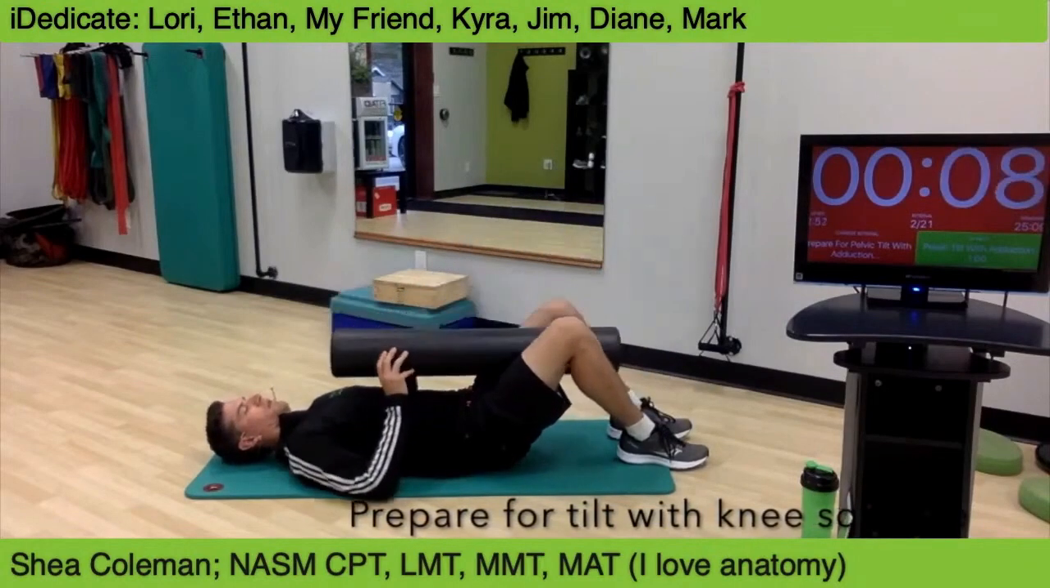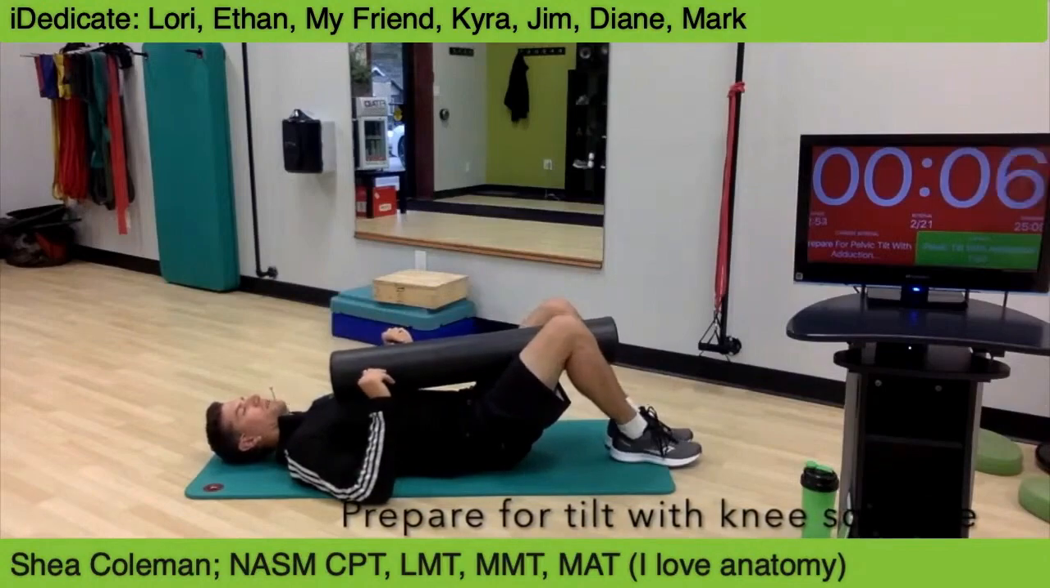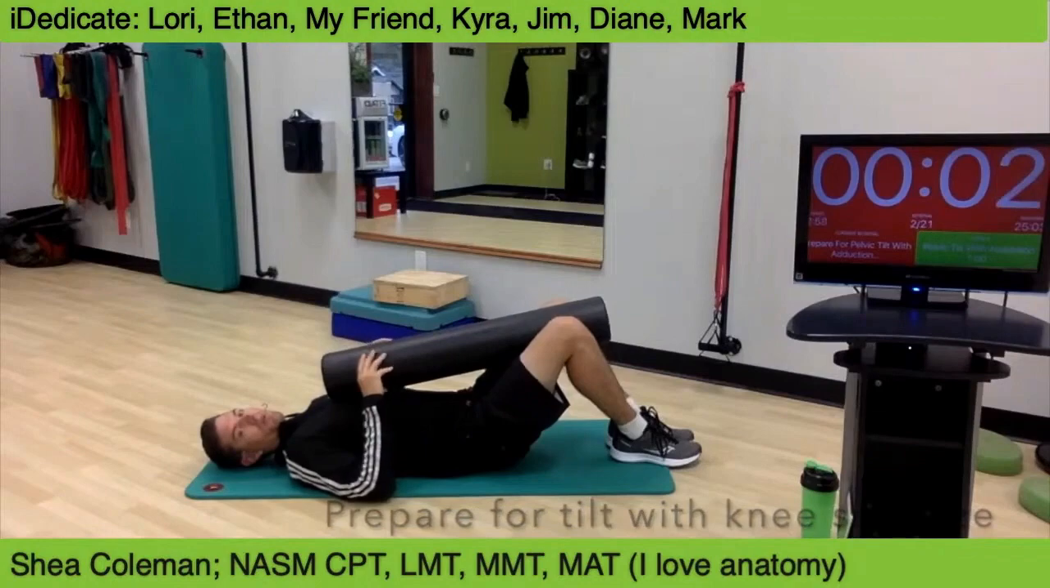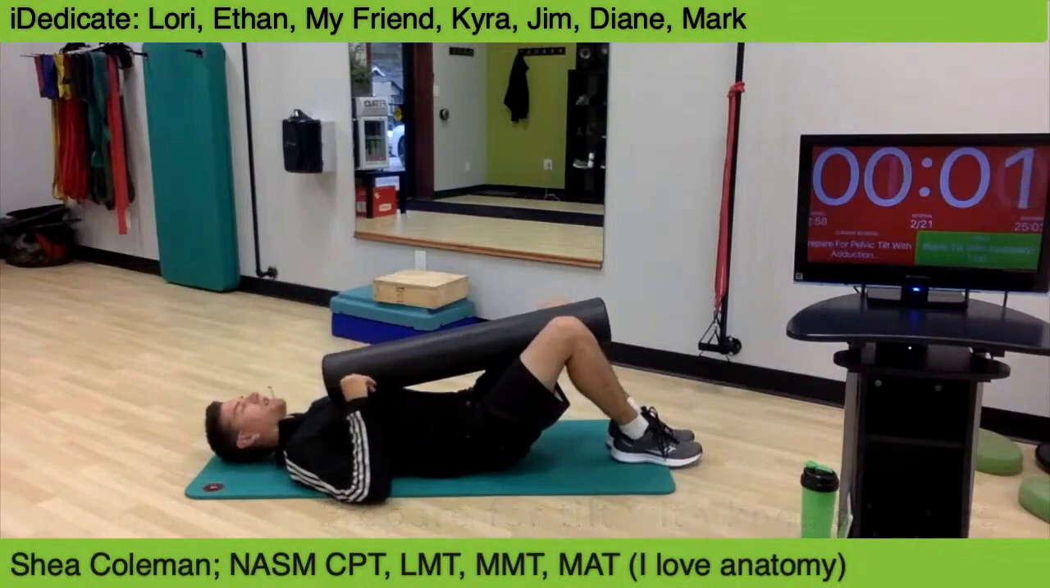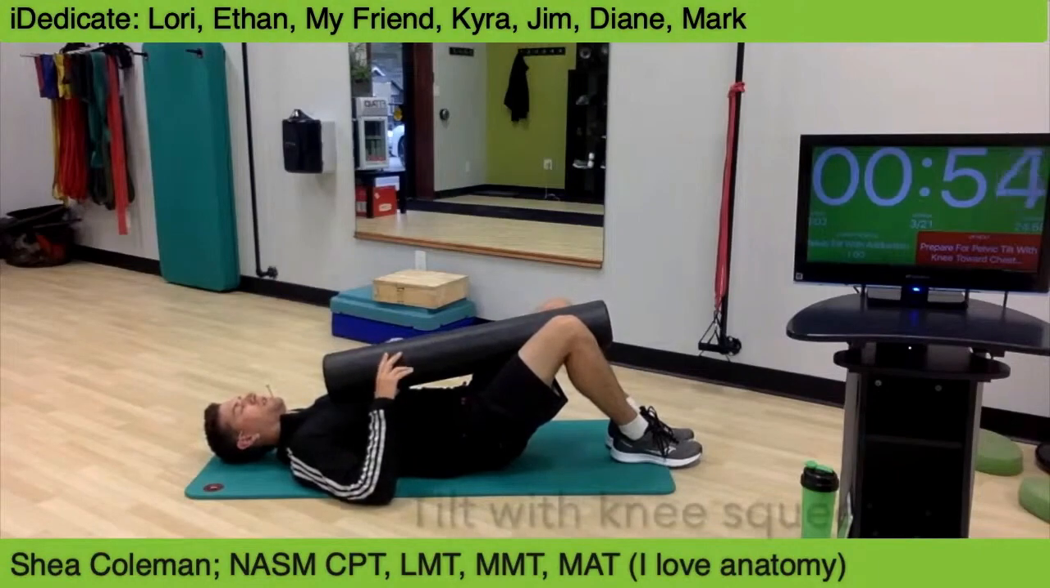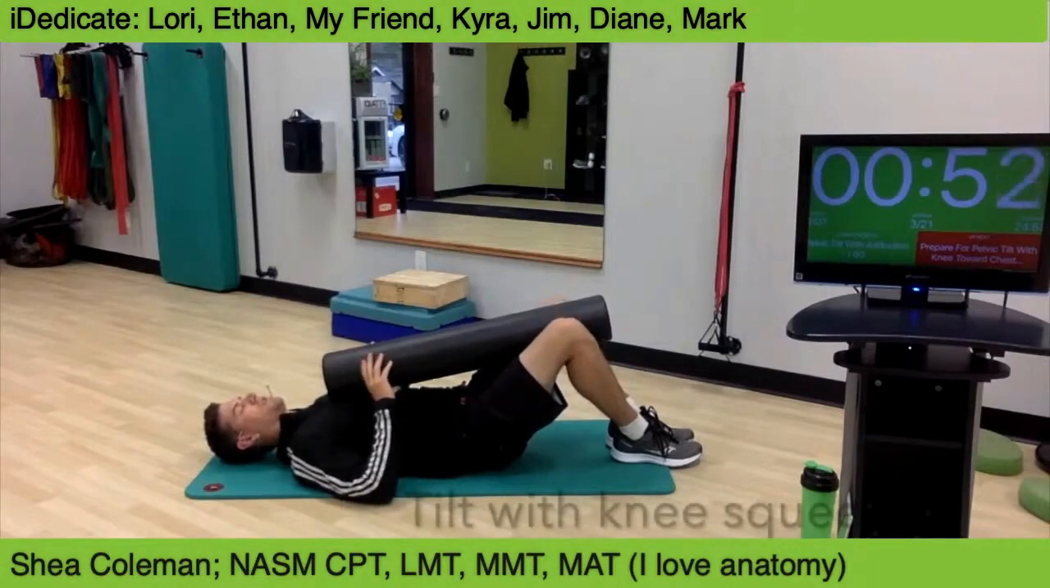Grab that foam roller, squeeze your core tight, then squeeze the knees. 3, 2, 1. Pelvic tilt with adduction. Very distinct movement. Kegel, core compression. Squeeze those knees, release the knees, keep the core tight, then release the core.